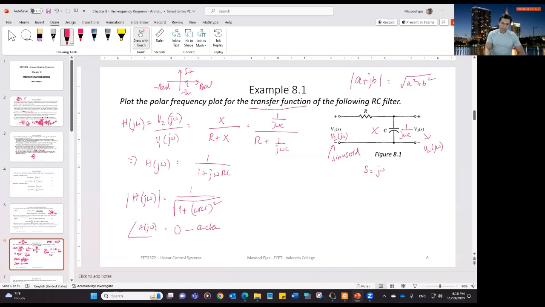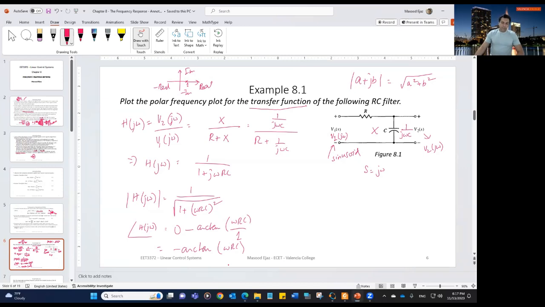Imaginary part over real part, so only the magnitude, not the j value. Y over x, so omega RC over 1. So negative arctan of omega RC. And I think Jasmine, that's what you told me earlier. Or somebody, Jasmine or Catherine.